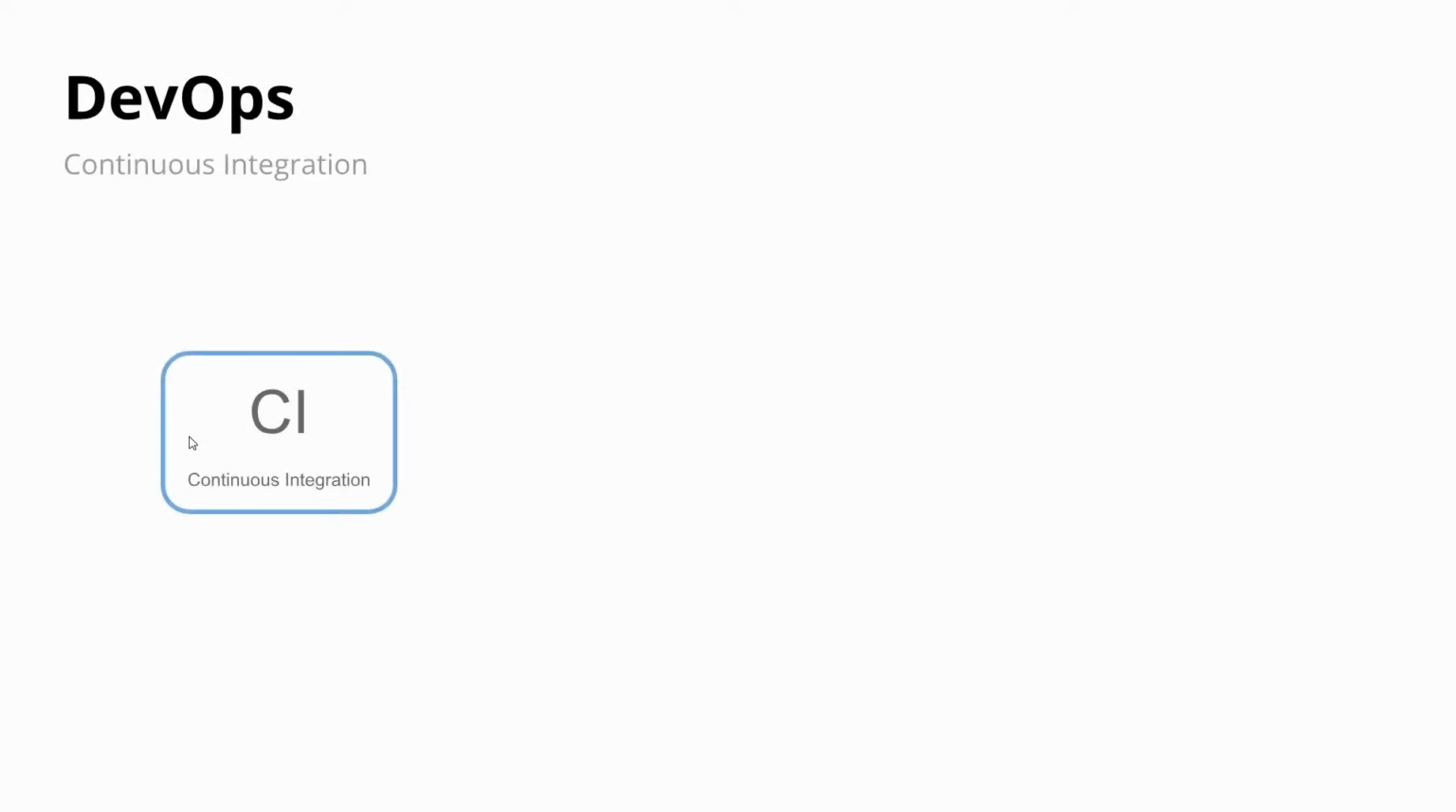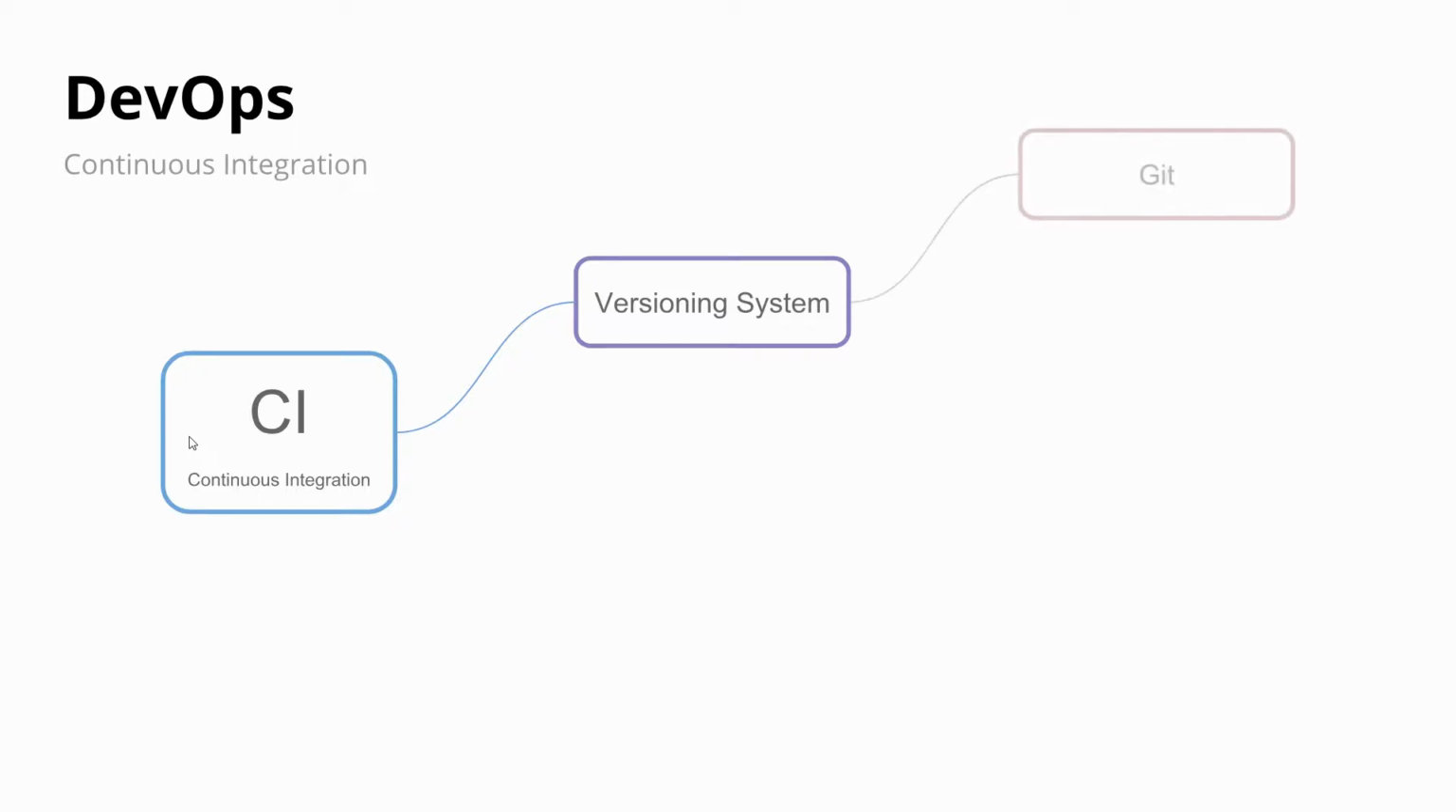When we talk about continuous integration, we are talking about integrating the changes you make to a certain project or code base into the repository. In order to implement continuous integration, we might need a versioning system. In regards to the versioning system, we can pick between two options. The first is Git, and the second one is Mercurial. Most people use Git.